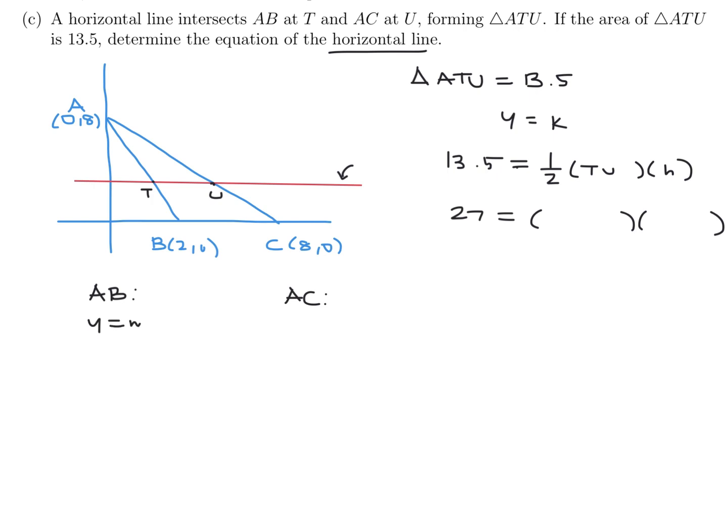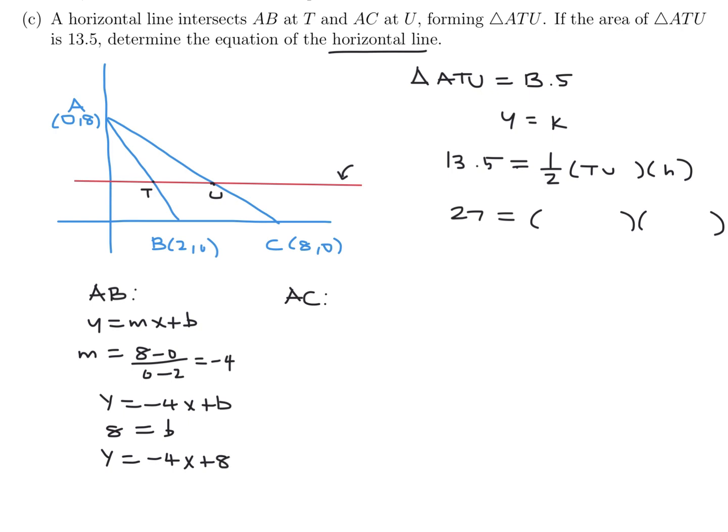y is equal to mx plus b. You guys have done this a million times. m would be (8 minus 0) over (0 minus 2), which is -4. So therefore y is minus 4x plus b. Substitute any of those points in to get the value for b. I'll substitute in (0, 8). And when I do, I get 8 equals b. So this equation is y is equal to minus 4x plus 8. Yeah, that's the equation of line AB.